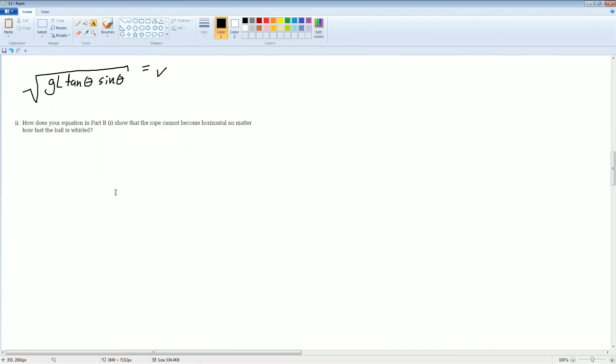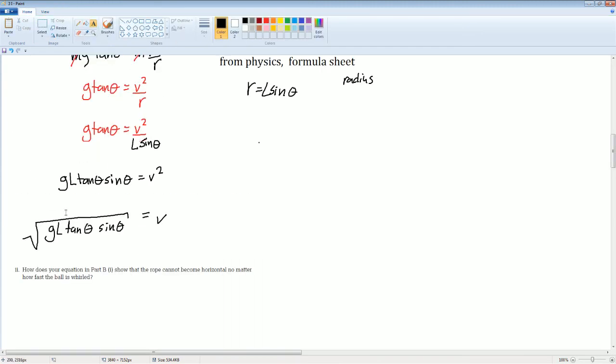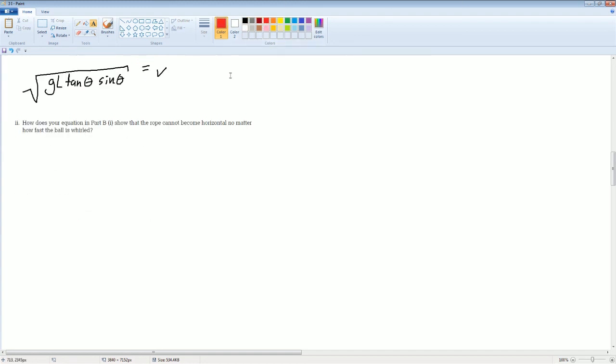So lastly, how does your equation in part B show that the rope cannot be horizontal no matter what? Show that it cannot become horizontal. So let's just look at what horizontal is. Horizontal will look something like this. Here's the ball, here's the rope, here's the horizontal, right? And the theta here is equal to 0, right?